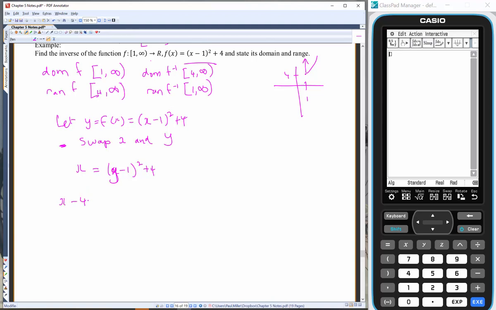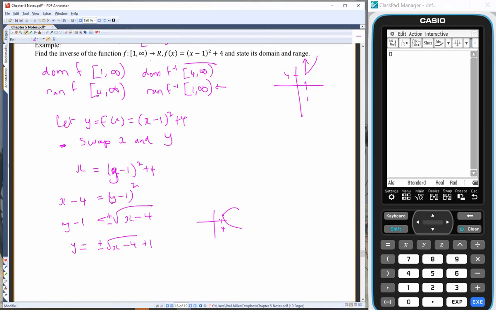Now I'm going to say x take 4 equals (y take 1) all squared. y take 1 equals plus or minus root (x take 4), y equals, rather, plus or minus root (x take 4) plus 1. Okay, it's decision time. Now we need to work out which one we accept, the plus or the minus. What we're noting here is my range of my inverse function is going to be 1 to infinity. Now remember this is the root function, moved 4 across and 1 up.